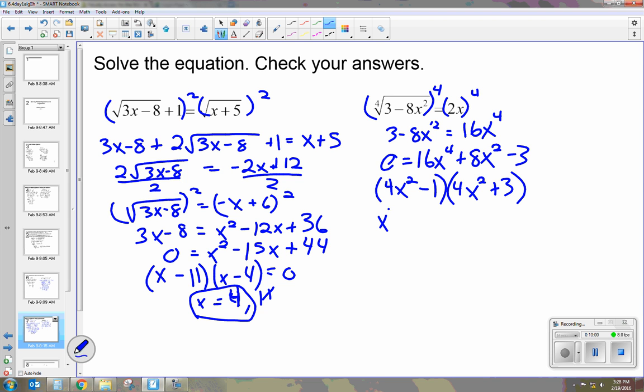This gives us x squared = 1/4, or x = 1/2. And this gives you x squared = -3/4. We cannot take the square root of a negative, so this is not our solution, so we're left with x = 1/2.